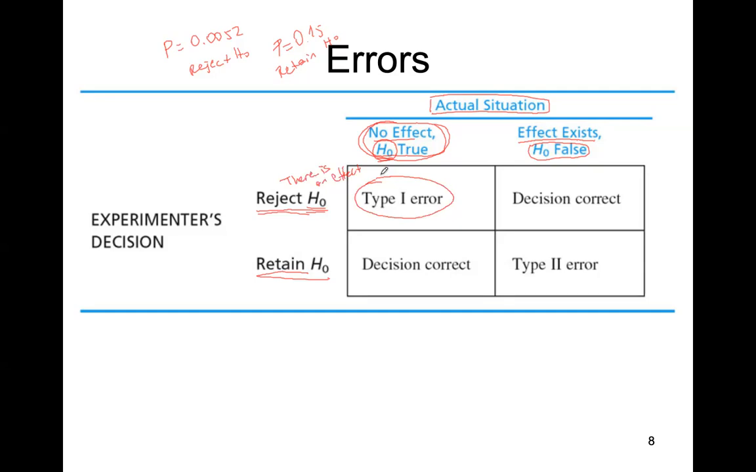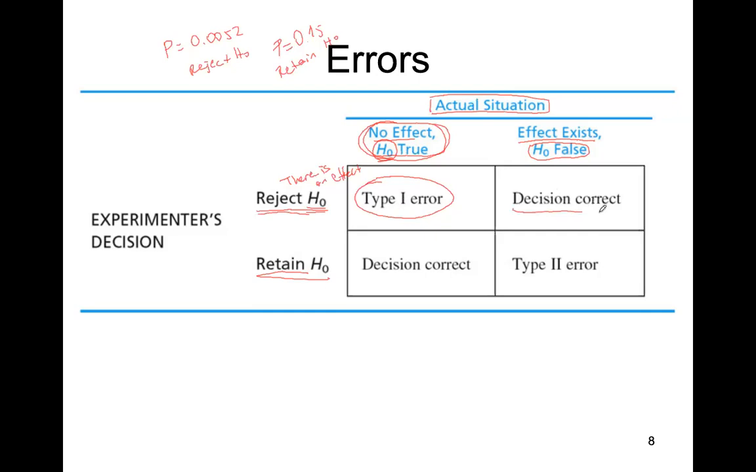That means my rejection means that it has an effect. It has a positive effect. For example, this drug has a positive effect on COVID-19 patients. Okay, this is type 1 error.